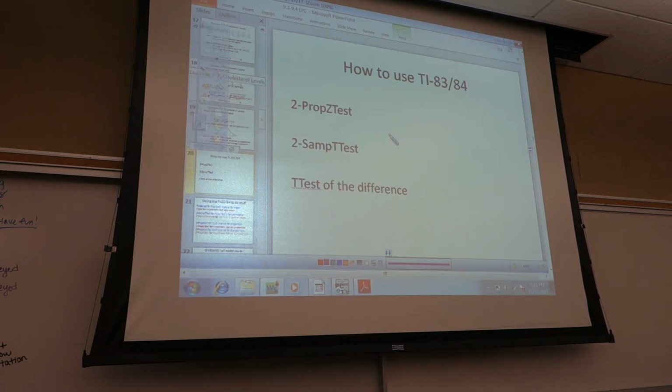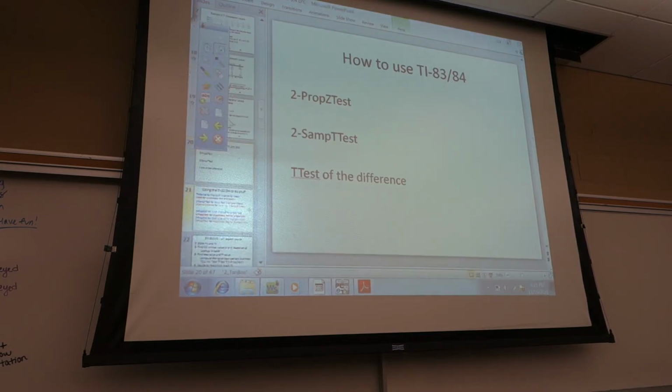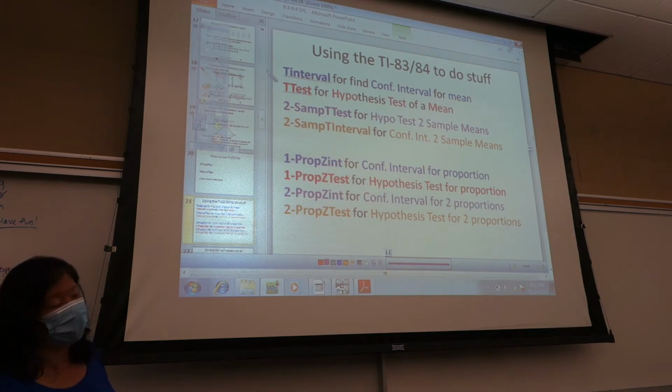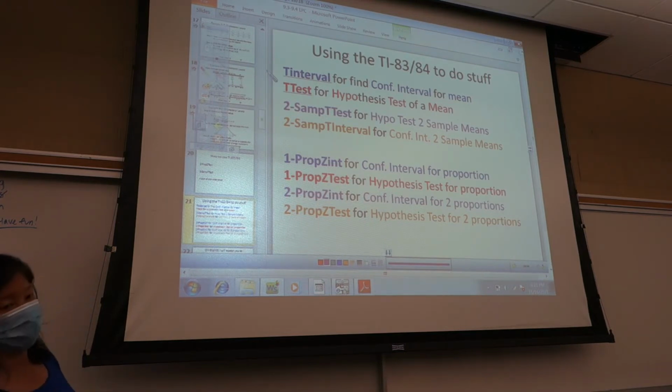So this one is for proportions. This one is for means. Here is a list of all of them. These are the ones that we'll use. The top part are the means: T interval for regular mean, T test for regular mean. If you have two means, it'd be two sample T test and two sample T interval. For proportions, they will always have prop in it. So one prop Z interval for an interval, one prop Z test for a test. If you have two proportions, then two prop Z interval and two prop Z test.